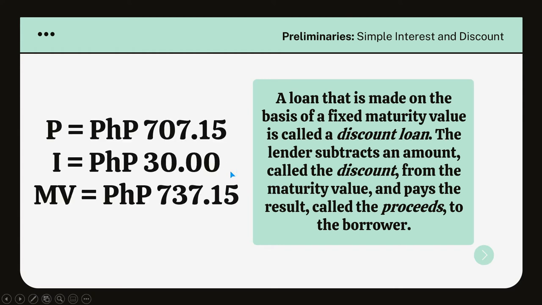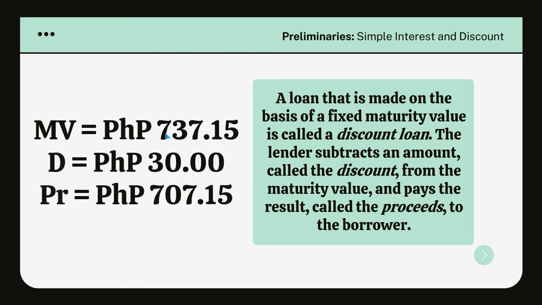So, initially, in simple interest, we are made aware that when we borrow something, we need to pay a rent, which is called the interest. Therefore, what we will return, which is called the maturity value, is the sum of both what we borrowed and the rent of our borrowed money. But in simple discount, it looks like this.